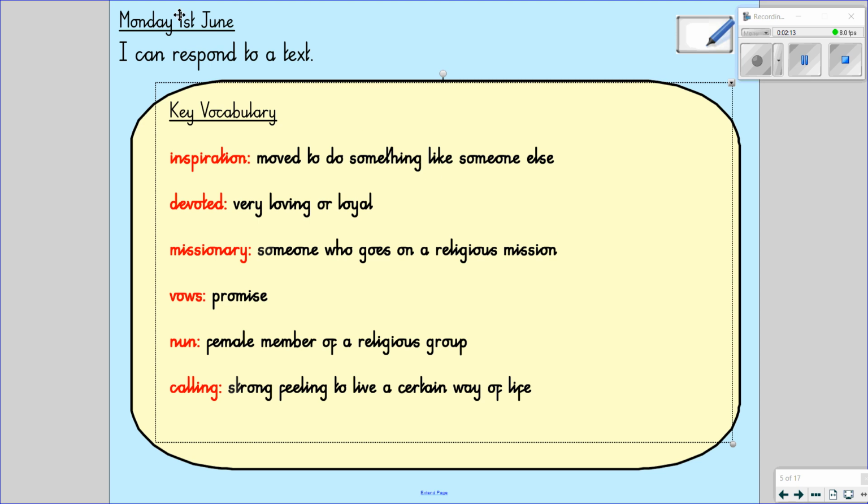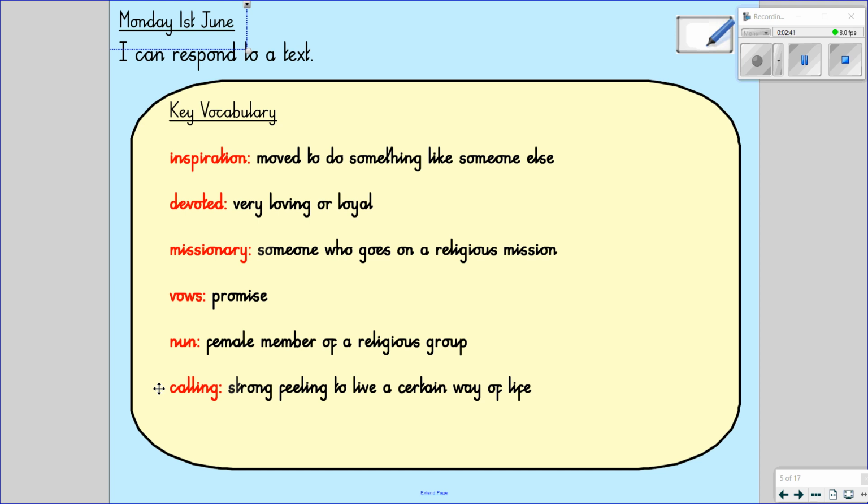Okay, let's look at some of those meanings now. Inspiration. That means when you're moved to do something like somebody else. Somebody or something has inspired you to do something. Devoted means very loving or loyal. A missionary is someone who goes on a religious mission. Vows are like a promise. A nun is a female member of a religious group. Calling is a strong feeling to live in a certain way of life.